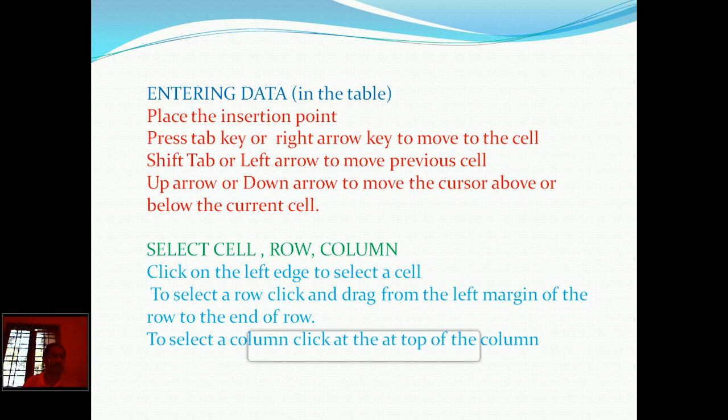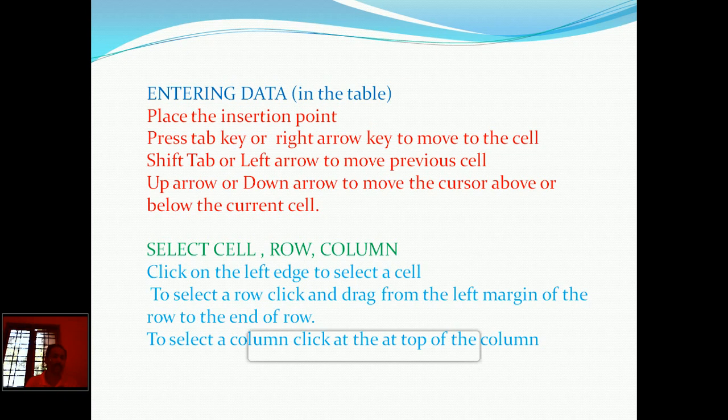Now the next topic: selecting a cell, row and column. Why should we select a cell, row or column? You know that while typing a paragraph, if you want to format it, such as changing font size, style, color, or underlining, we select the text. Same in the table also. While entering data, if you want a special color for a cell or a row, or you want to change the font size, then in that case we have to select the particular cell.